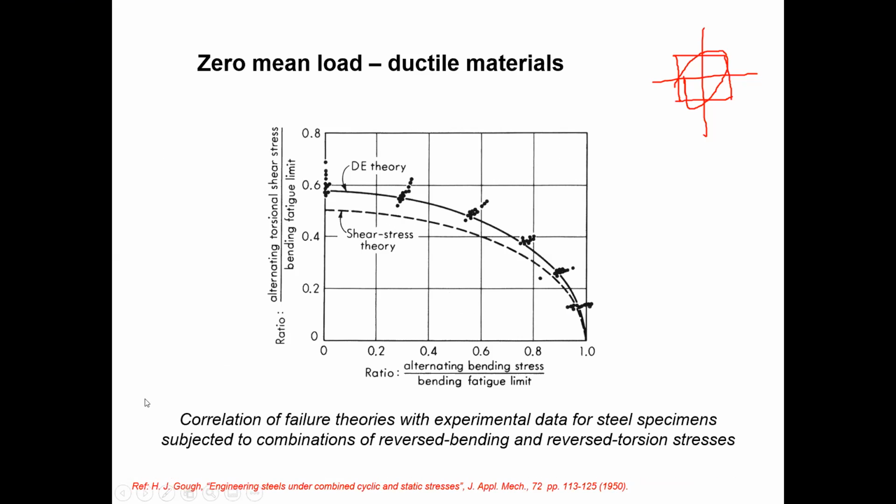Excuse me, sir. Yes. Why do we call that the zero mean load? What is zero mean load? There is no mean load. A constant load we are not going to apply, only the alternating load. That means sigma m equals 0 here. Oh, sir, only alternating load. Okay, sir.